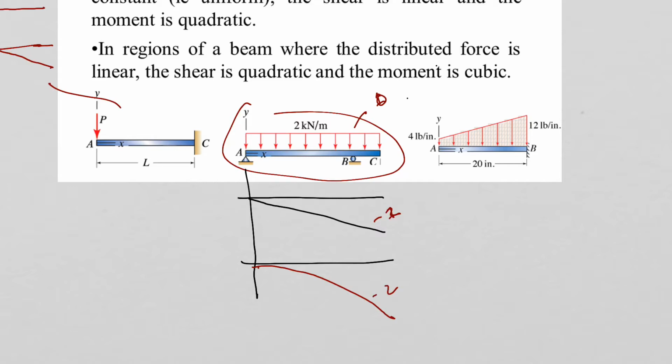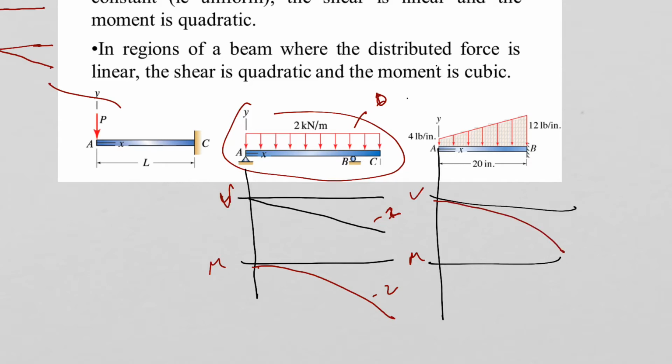And then likewise in this last example, if the load is linear, going across, we then know our shear diagram will be quadratic and our moment will be cubic. Okay.